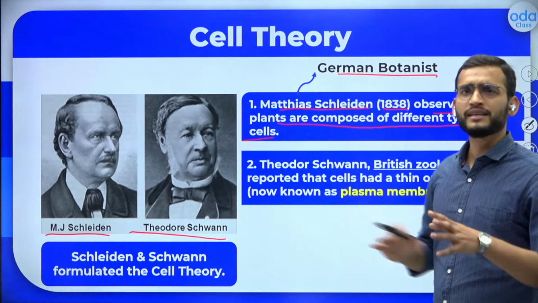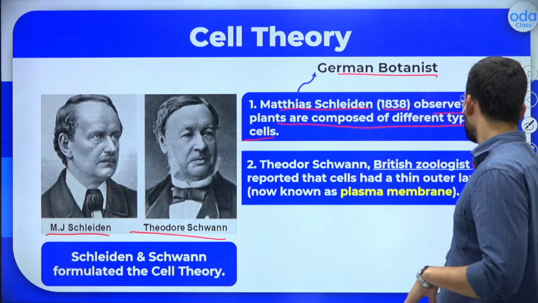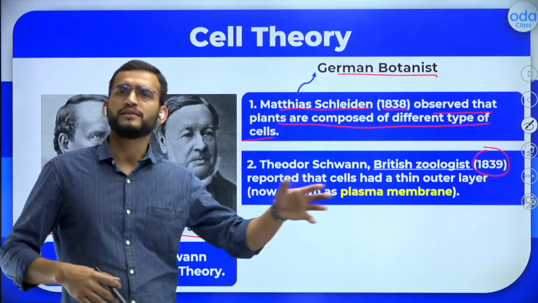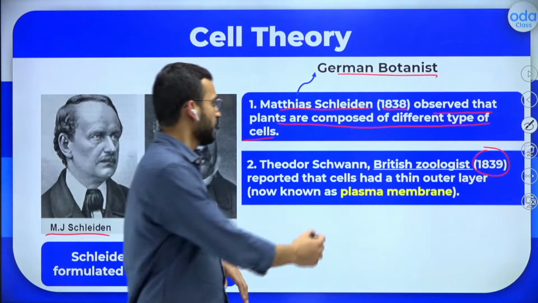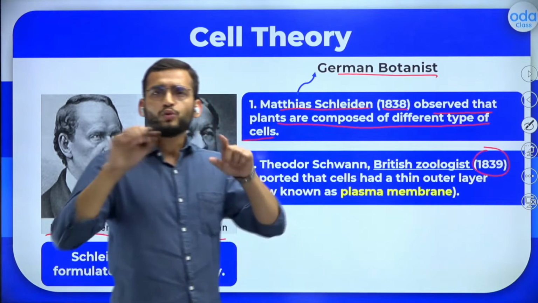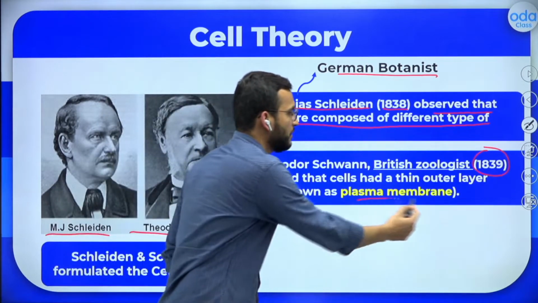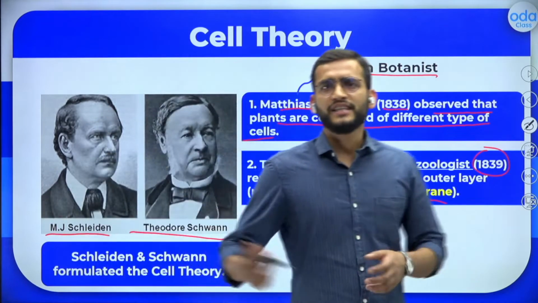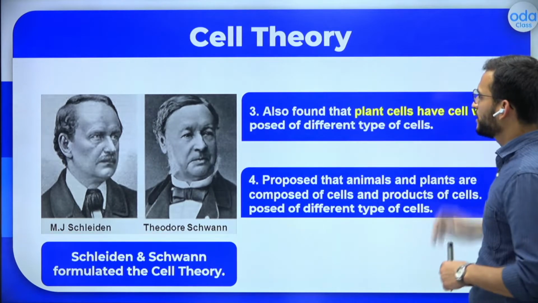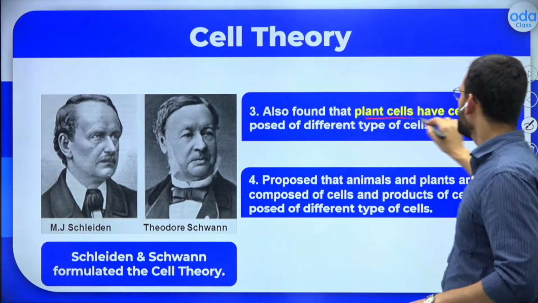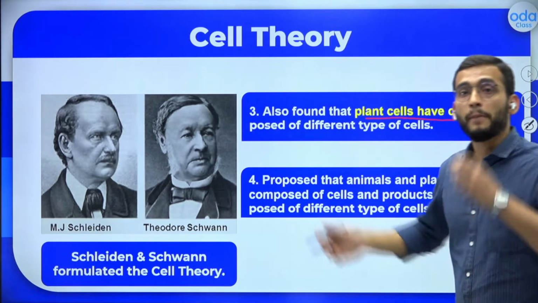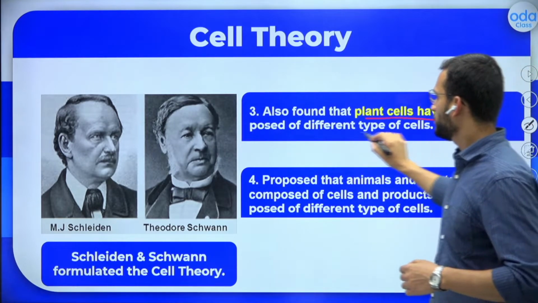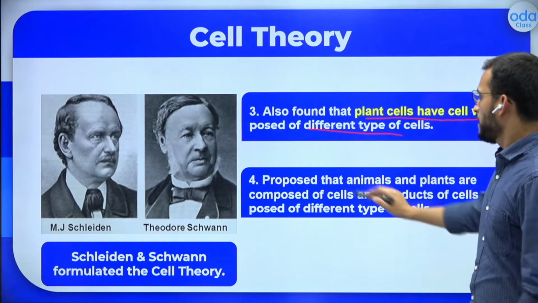Then in a similar period, 1839, you had Theodor Schwann, a British zoologist. He was studying both plant cells as well as animal cells. What he found was that cells have an outer thin covering called the plasma membrane. Plasma membrane is found in all cells. What else did he find? Let us find out. Very important concepts going on. He also found that plant cells have a cell wall. Apart from the cell membrane, they also have the cell wall, which is possessed by different types of cells. And what else did he find?